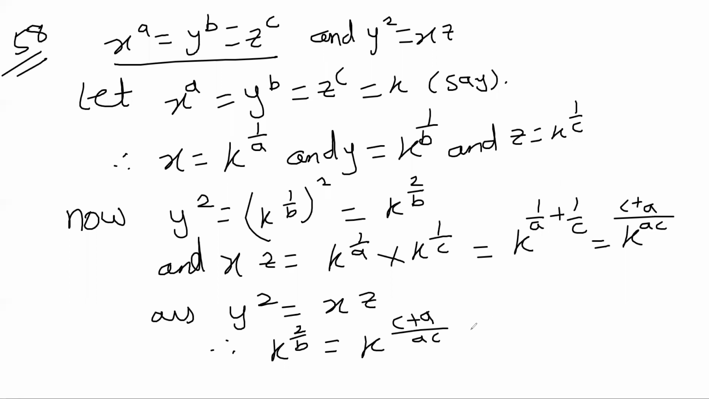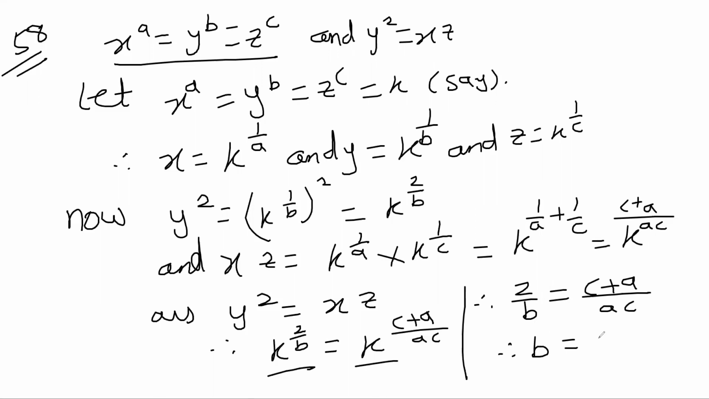So now equating the powers because the bases are same, what do we get? 2 upon b is equal to c plus a upon ac. Do cross multiplication. So b will be 2ac, bring c plus a here, so you get a plus c. Same thing. Hence proved. Did you get this?